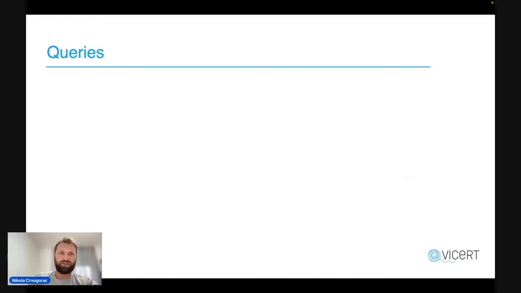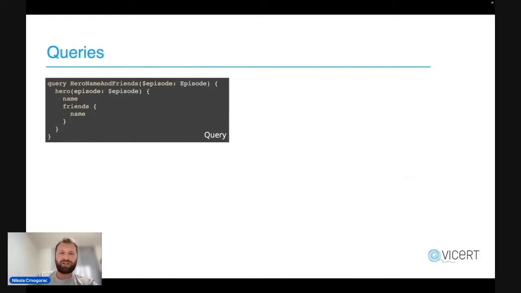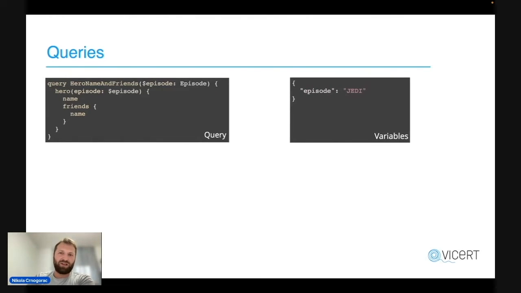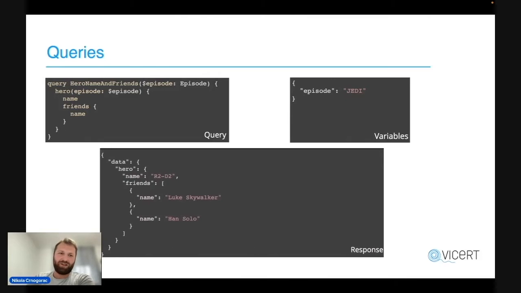Here's an example of a GraphQL query. As you can see, we have a query with some name and some attributes here, and we want some kind of hero and his name. So let's say we want an episode that is called Jedi. And it will give us exactly the data we want.